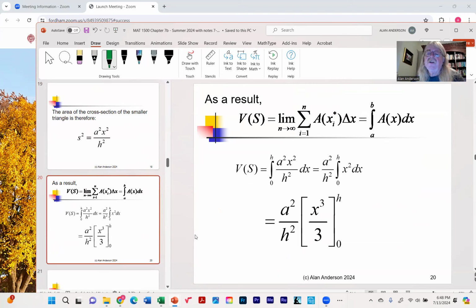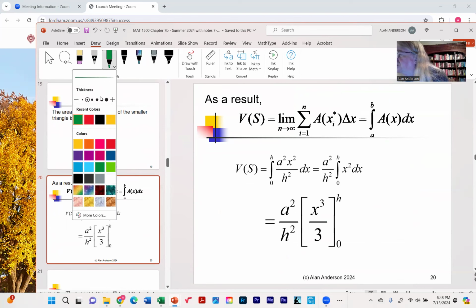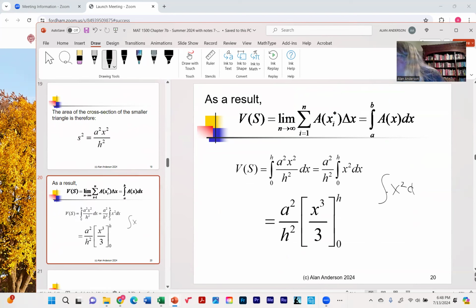Okay, so this part is straightforward because x squared is going to be, when it is integrated according to the power rule, we'll just end up with x cubed over 3. And now this time we're going from 0 to h. We haven't specified what h is just yet. And we also don't know what a is. But once we do, we can calculate the volume of any pyramid.